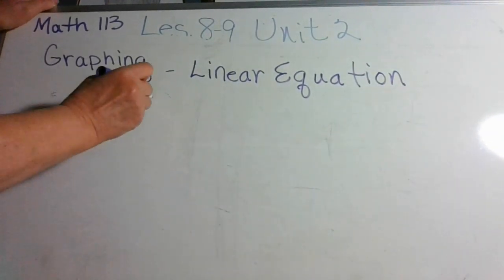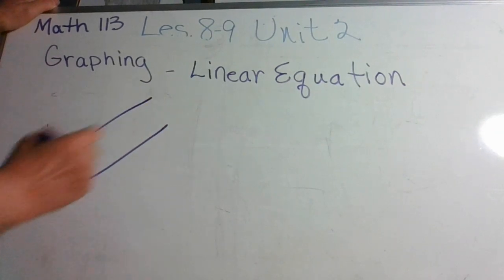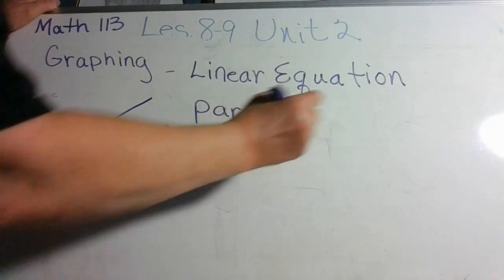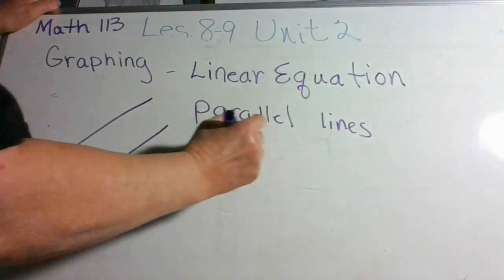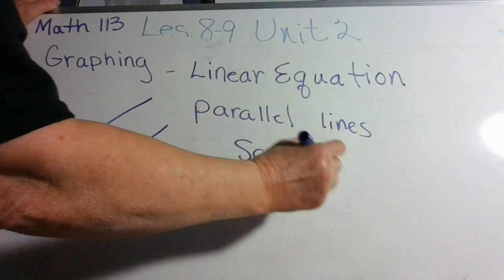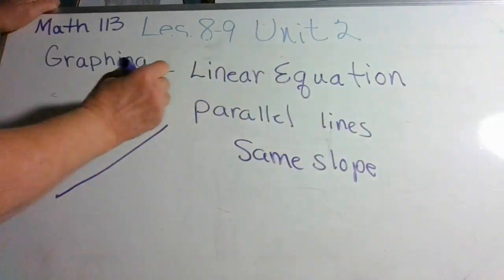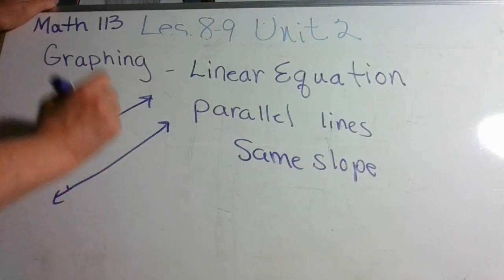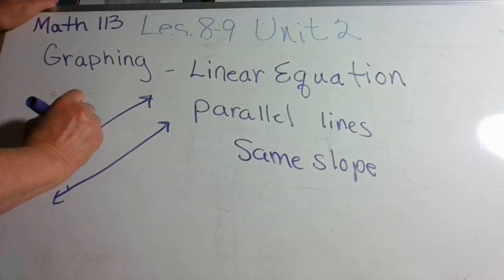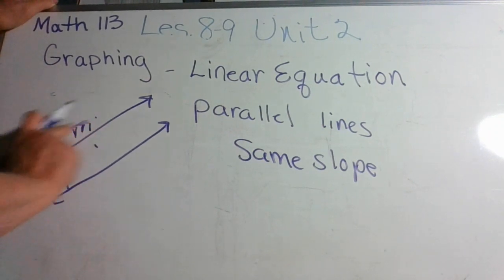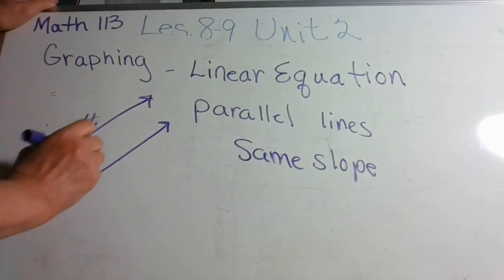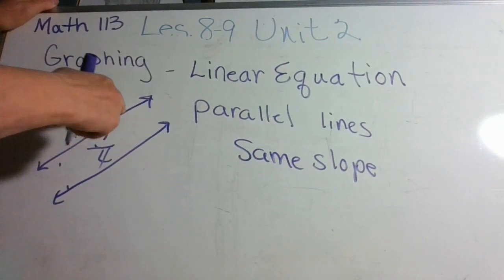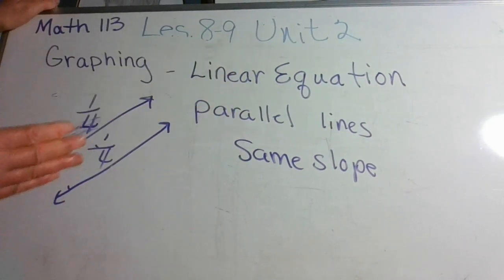If you have parallel lines, they will always have the same slope. So notice parallel lines have the same distance between them. So if this slope is, say, 4, this one's going to be 4. If this one's 1/4, this is 1/4. Whatever this one is, they're the same. They have to be because they never meet.